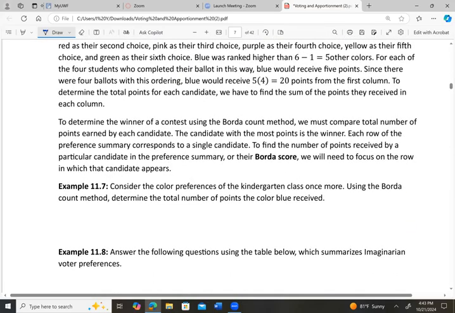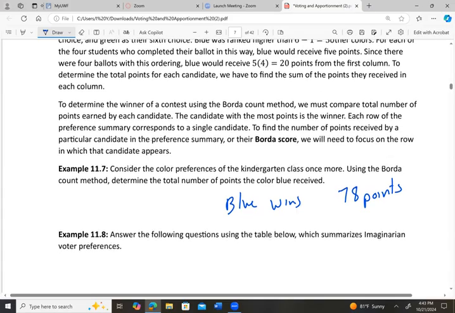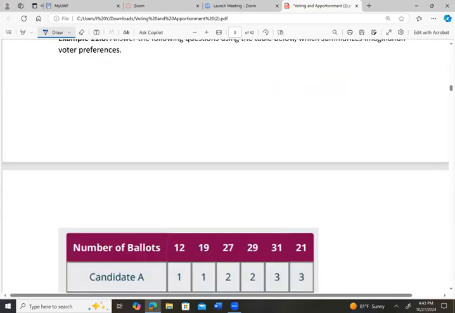So consider the color preferences of the kindergarten class once more. Using Borda count, blue wins, with a total of 78 points. Answer the following questions using the table below, which summarizes Imaginaria voter preferences.